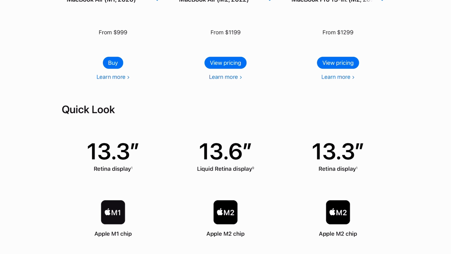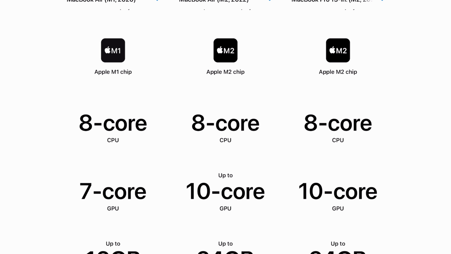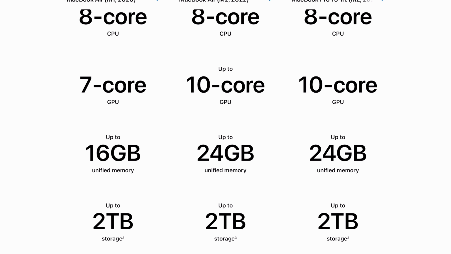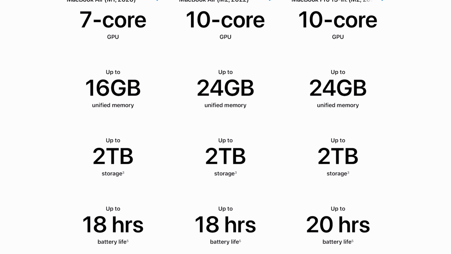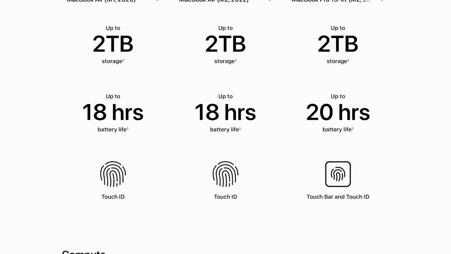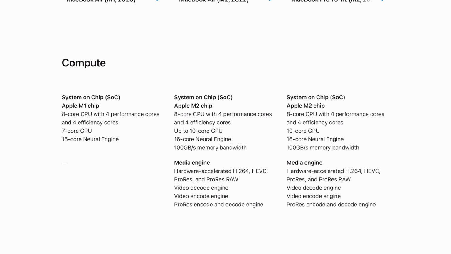Not a big difference. And then as we start to go through the quick look, we can see that they pretty much all have a 13-inch, but the new Air actually is a slightly bigger display. 8-core CPU across the board, but the newer models jump to a 10-core GPU. You can have up to 24 gigs on the new computers, up to 2 terabytes of storage anywhere. And the MacBook Pro has 2 extra hours of battery life, so a little bit bigger battery. And it also has the Touch Bar that so many people hate. I personally love it.